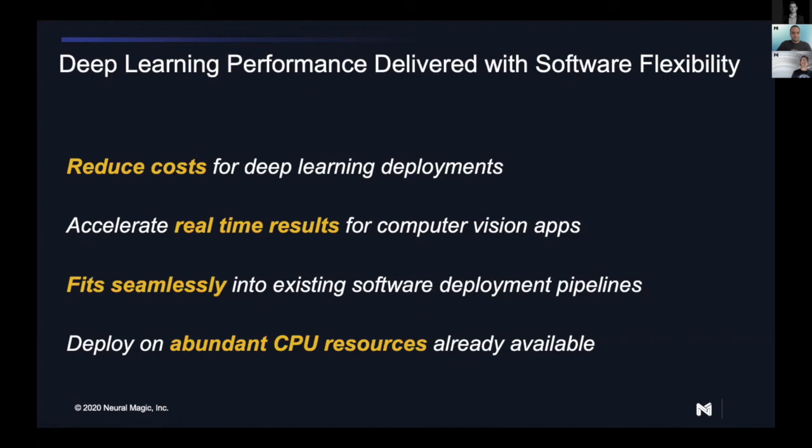With our software, you can accelerate real-time results for your computer vision apps, as well as eliminate the need for an attached specialized hardware accelerator. If you have constraints around size, power, weight, what have you, this enables you to deploy whole new sets of models that work within those constraints. And because it's software, it fits seamlessly into your existing software deployment pipeline. So it makes it much easier to get deep learning models out into production. We understand this is a challenge for everyone, and so how we simplify and accelerate that process is key.